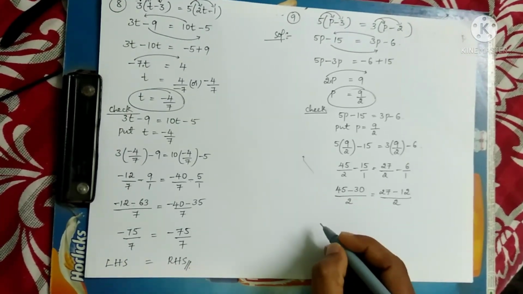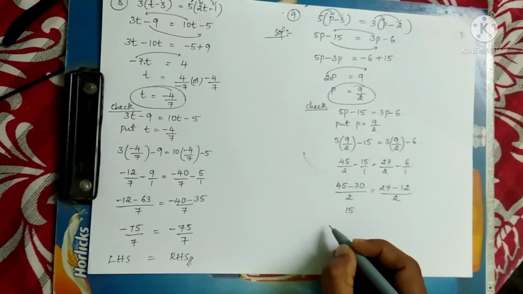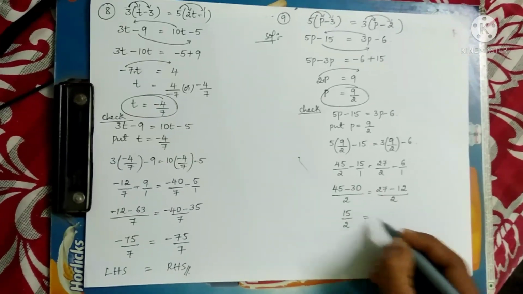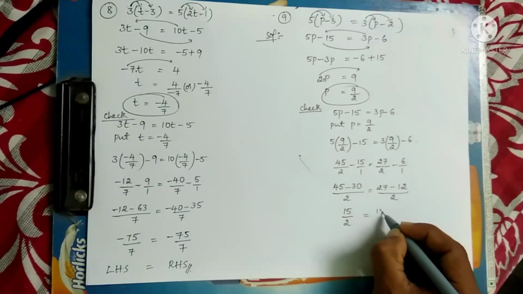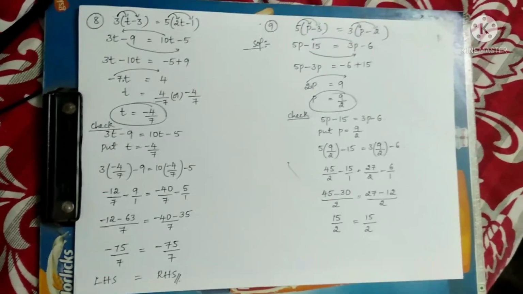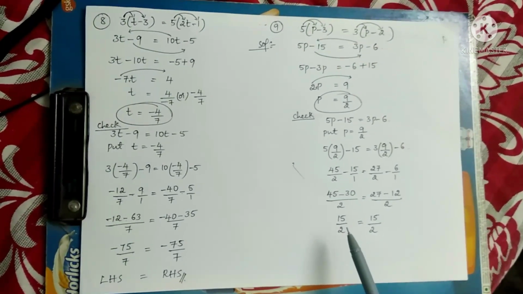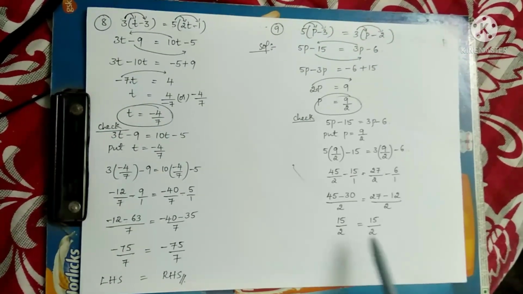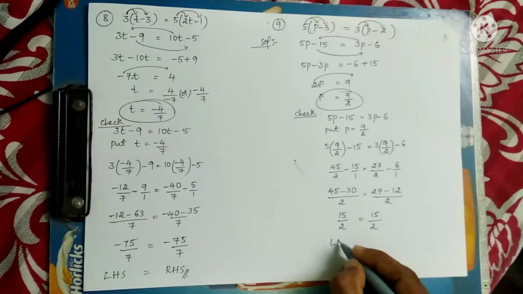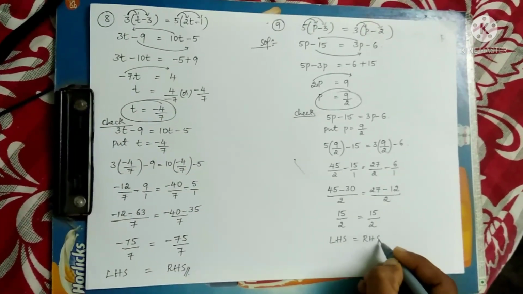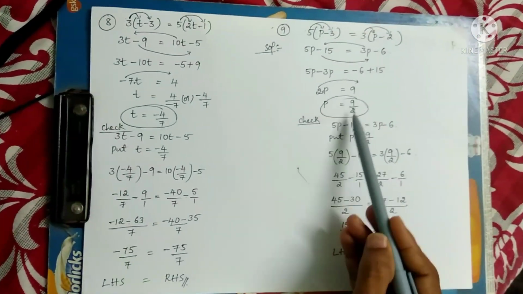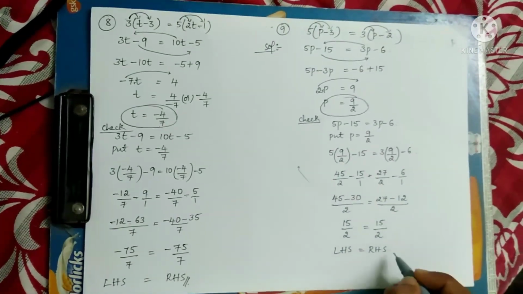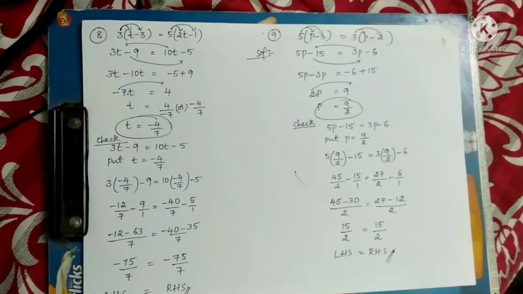45 minus 30 is how much? 15. 45 minus 30 is 15, so divided by 2, which is equals to 27 minus 12 is how much? 15 divided by 2. So as we know here, you can see LHS is equals to 15 by 2 and RHS is 15 by 2. So both the values are same. LHS is equals to RHS. So if LHS is equals to RHS, then the value of p is equals to 9 by 2 is the solution of the whole equation. Okay, so this is question number 9.